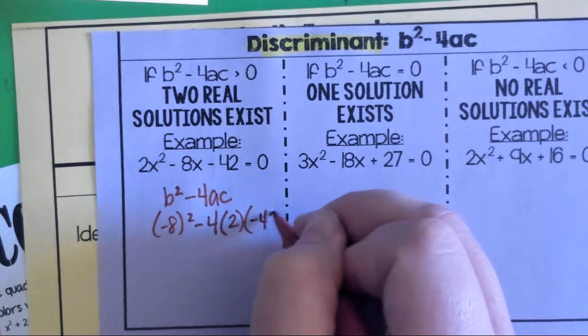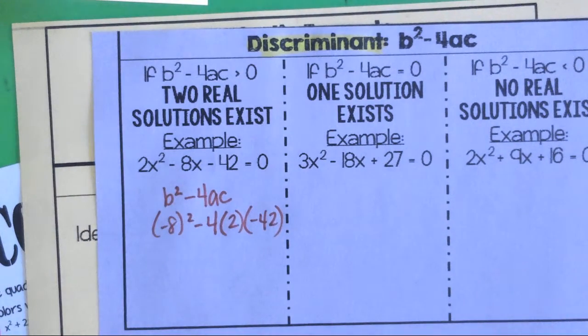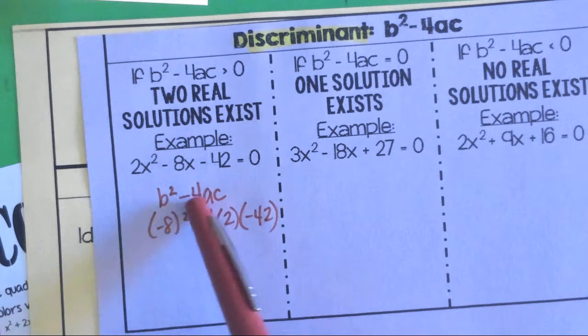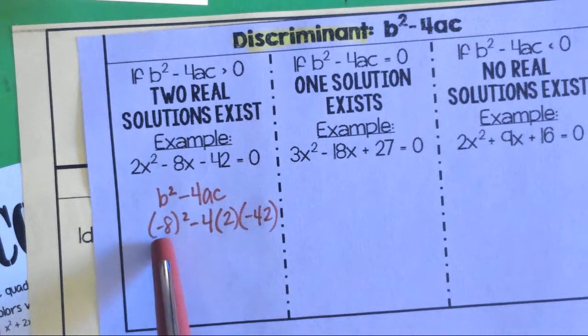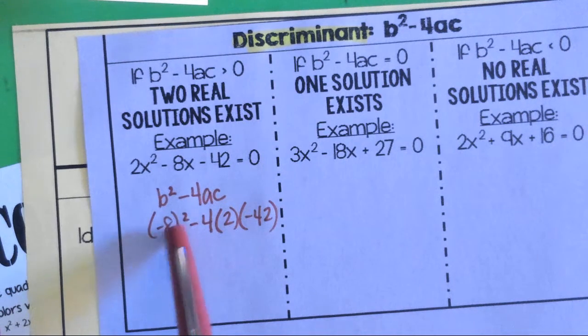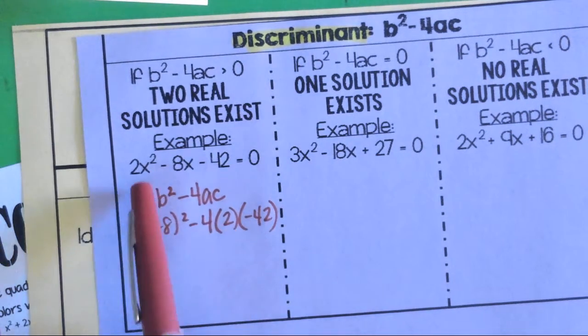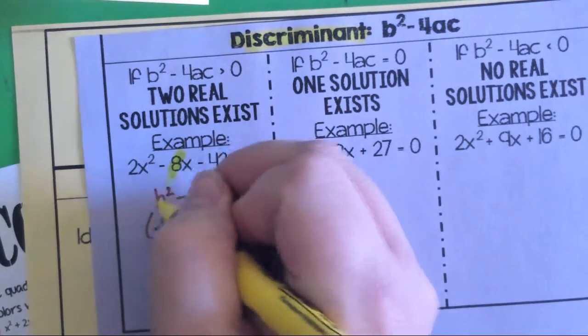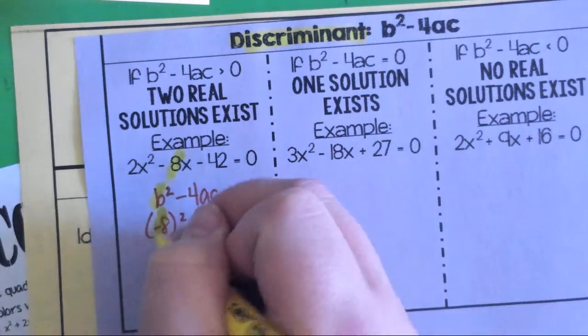Be very careful about your signs today, because Lord knows they matter, especially for this. So we did b squared. We plugged in b as negative 8. Minus 4, and then a is 2. C is negative 42. We're plugging stuff in. This is the B, this is the A, this is the C. We could even color code it if we wanted. B, B, B.